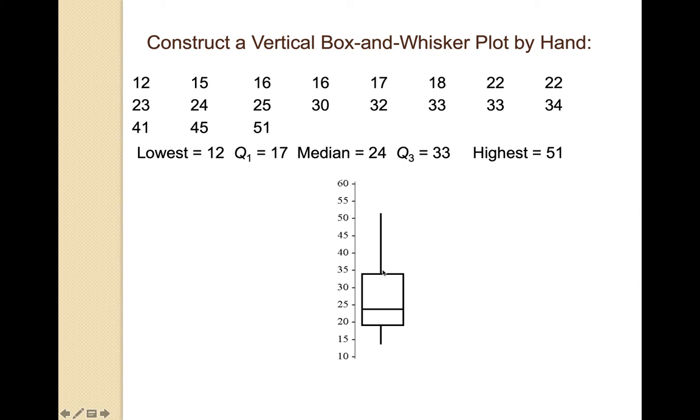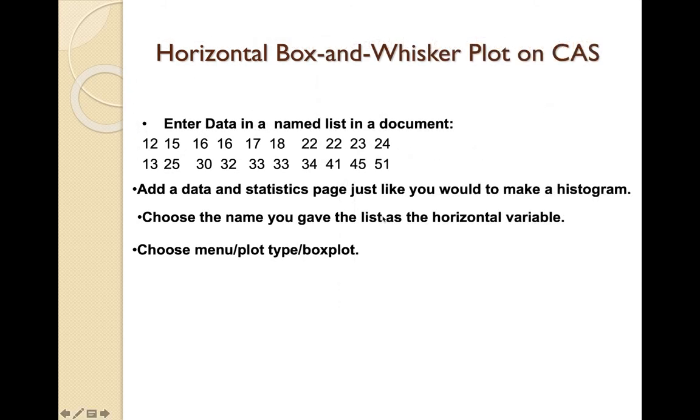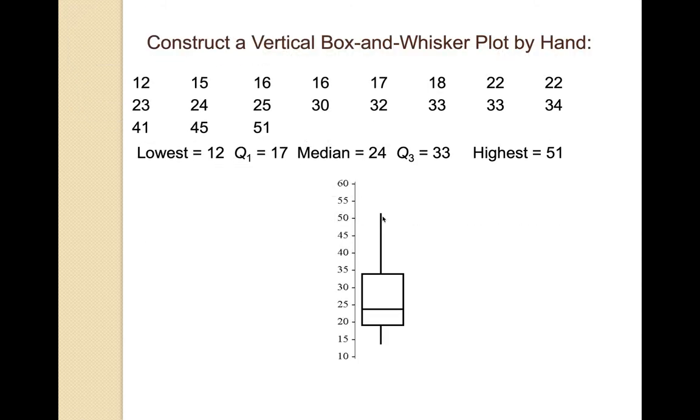Then you look at what the median is, and you look over at your scale, and you draw the median, and then you go from Q1 down to the lowest value, so down to 12, and then from Q3 up to the highest value, so up to 51. Now, if this were real life data, you would want to make sure that you have a title and that you labeled what these values represent.